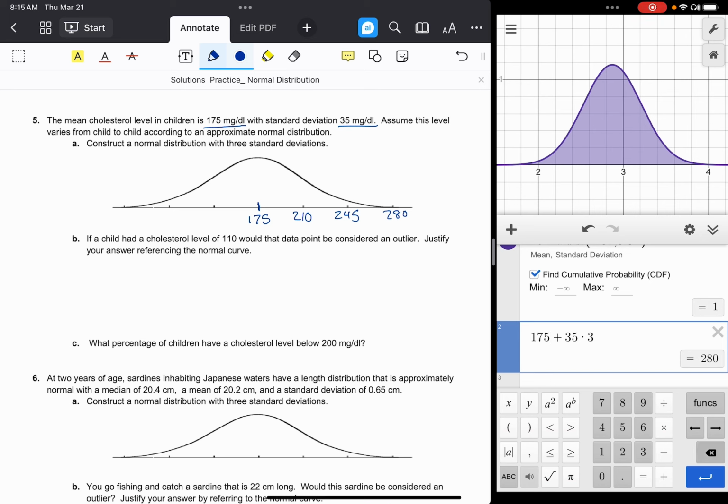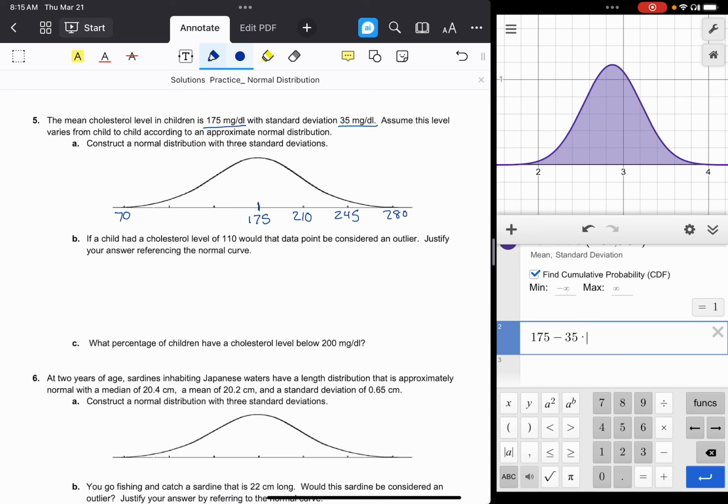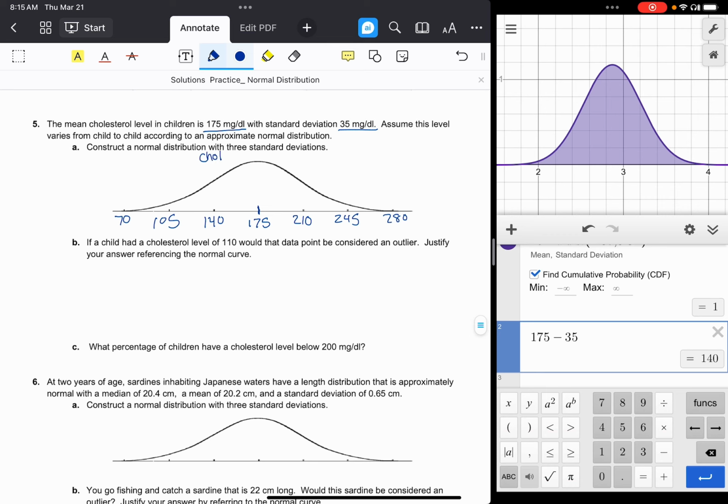Then we will subtract to go below our mean. So 70 would be the low end at 3 standard deviations away. 105 is 2 standard deviations, and 140 is 1. And this is cholesterol level in children. And the unit is milligrams per deciliter.